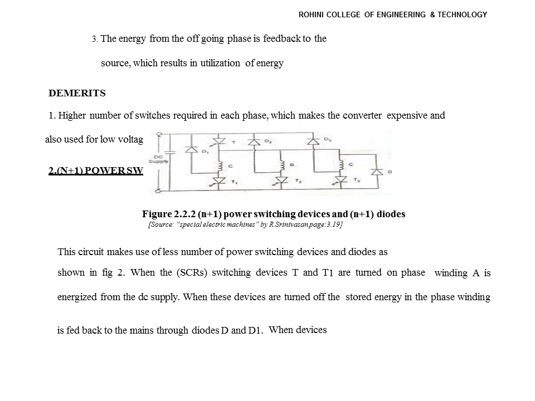So the switching devices T and T1 are turned on. The phase winding A is energized from the supply. When these devices are turned off, the stored energy in the phase winding is fed to the mains through the diodes D and D1. When the devices T and T are turned on, the phase winding B is energized. When they are turned off, the stored energy in B is fed back to the mains. The cycle gets repeated. The circuit uses N plus 1 power switching devices and N plus 1 diodes.